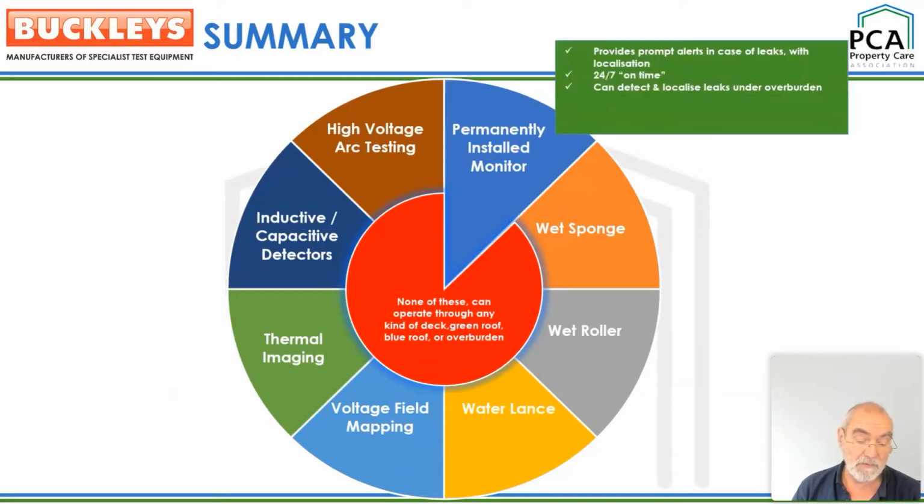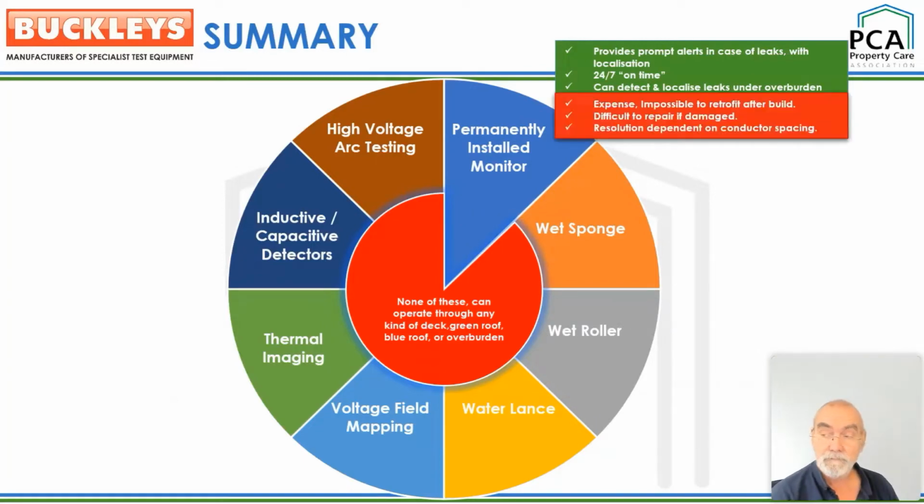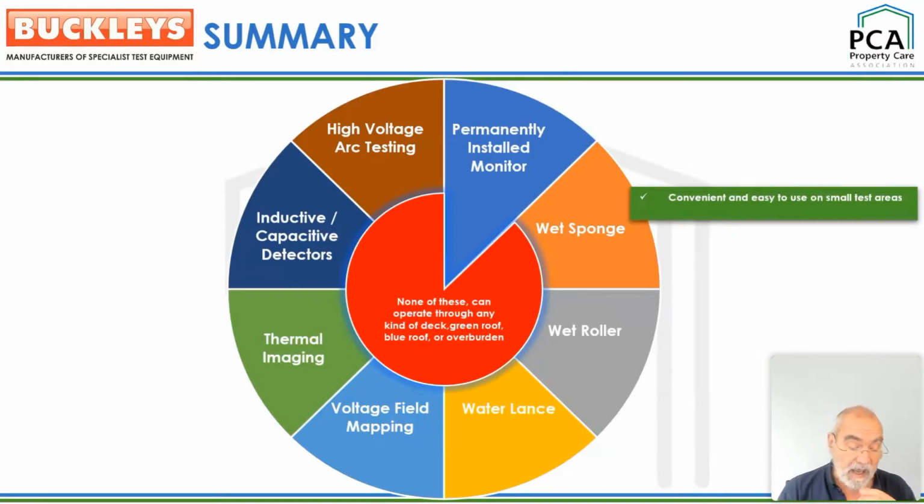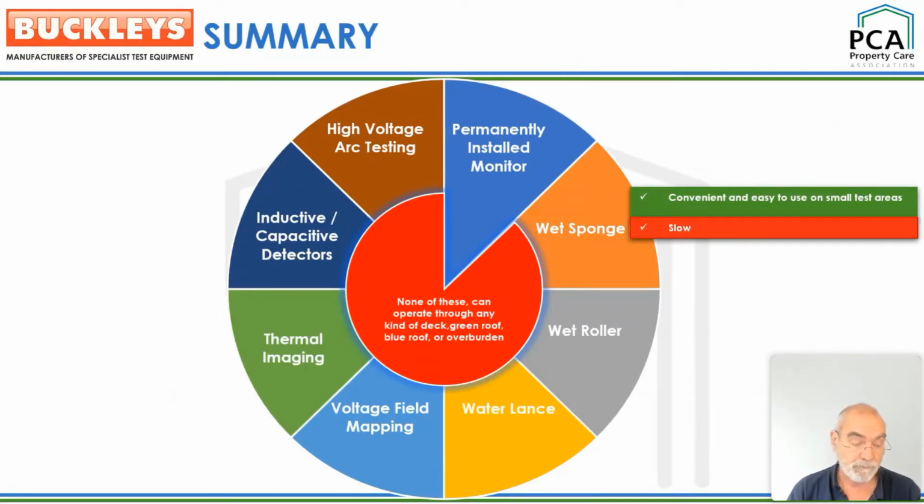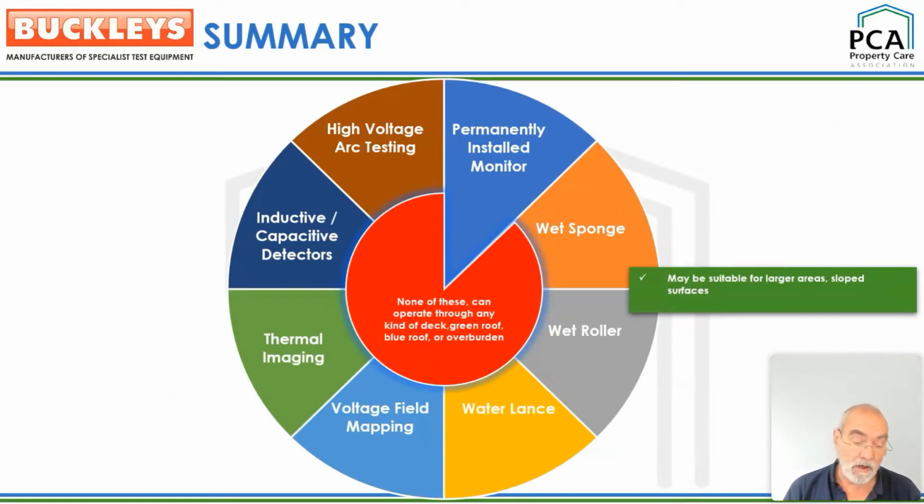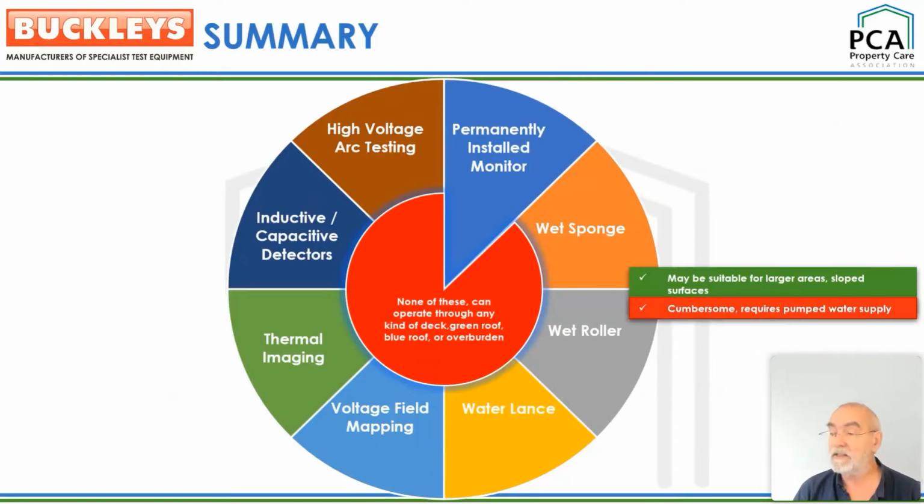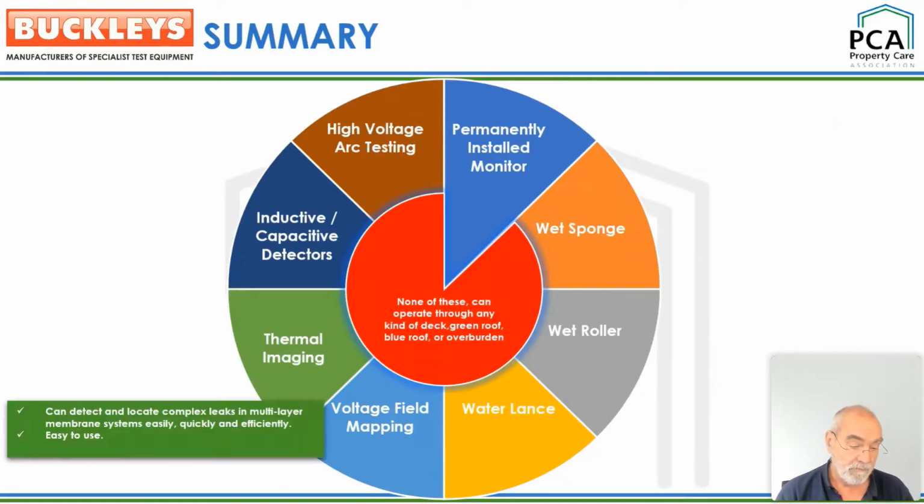Permanently installed systems do add to the first cost of the building, but they give you that peace of mind from being always on. At the other end of the scale, the wet sponge is a simple way of finding small faults, but is very limited in capability. The wet roller and water lance both use the same equipment and approach. They're quite commonly used in the US. They seem rather less common this side of the Atlantic.